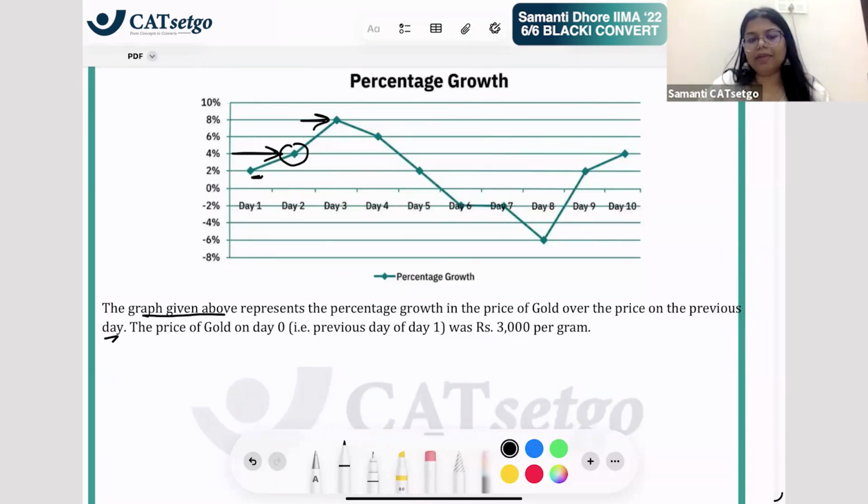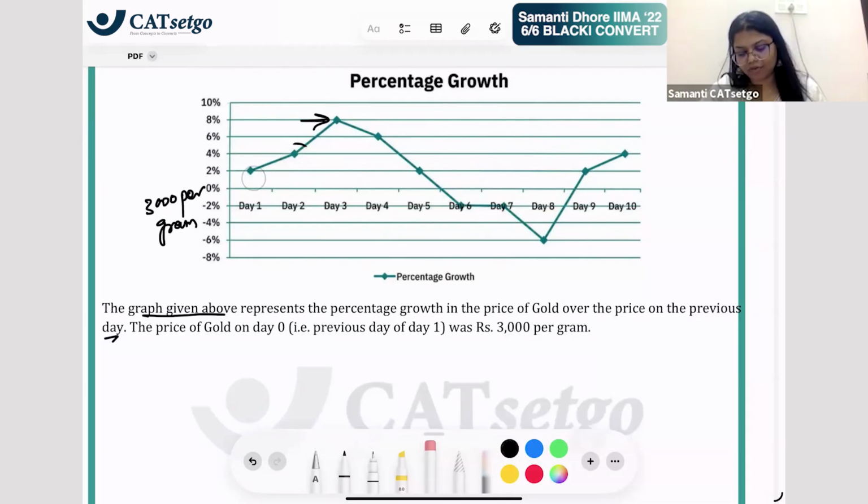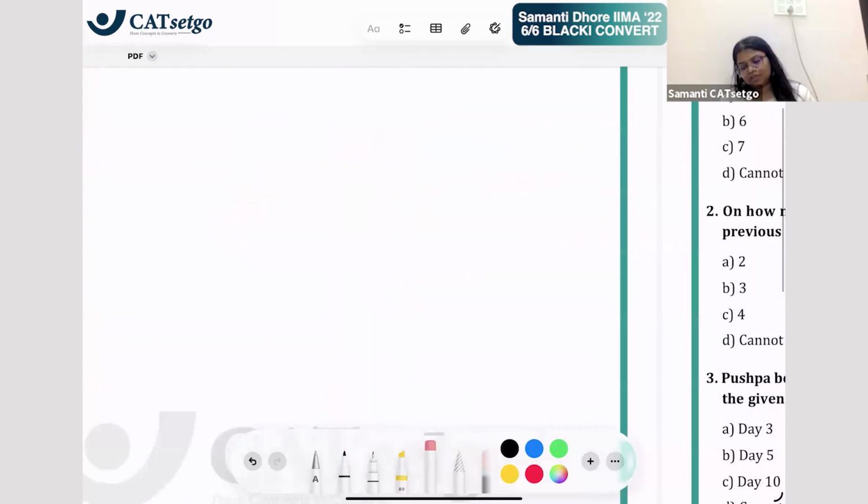ठीक है? And the price of the gold on day 0 was 3,000. It started with 3,000 per gram. उसके basis पे now you have to solve the question. So screenshot this and let us look at the questions now. Okay. So what is the question given to you?